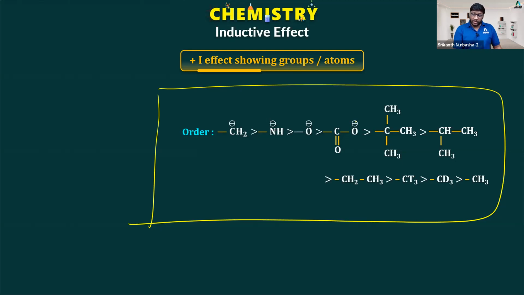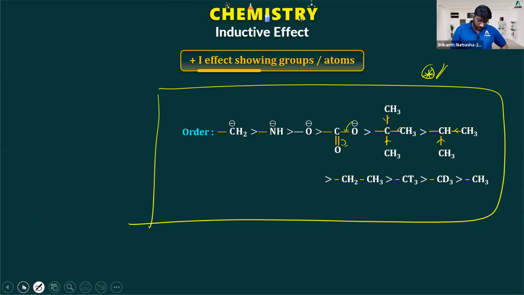C double bond O minus is in resonance, so its net electron density donation is decreased. Then you have three methyls connected to carbon, two methyls connected to CH, and one methyl connected to CH2. So the greater the number of alkyl groups, the greater the electron donation tendency. CH2CH3, then CH3, after that CT3, CD3 and CH3. This is the complete order of the plus I effect of different types of electron donating groups. Is that clear? So this is the complete order of plus I effect.